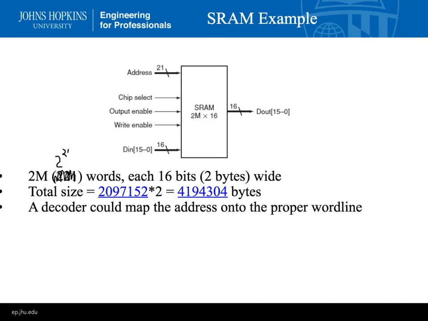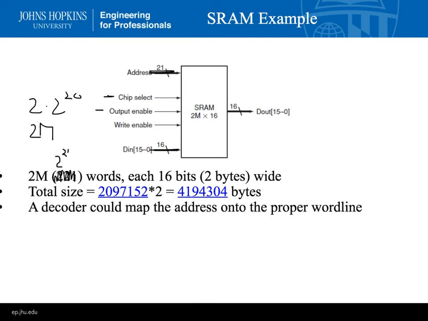So if you have a memory chip where there are 2 to the 21 words, that would be 2 times 2 to the 20th, and 2 to the 20th is a megabyte, so that would be 2 megabytes. So the address is 21 bits. And then each word is 16 bits. And then this would be the chip select signal, whether we're reading or writing. So we'd pass in 21 bits.